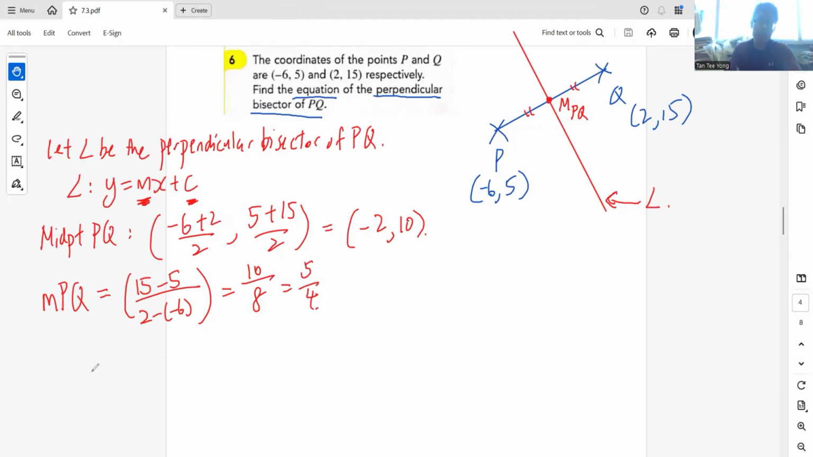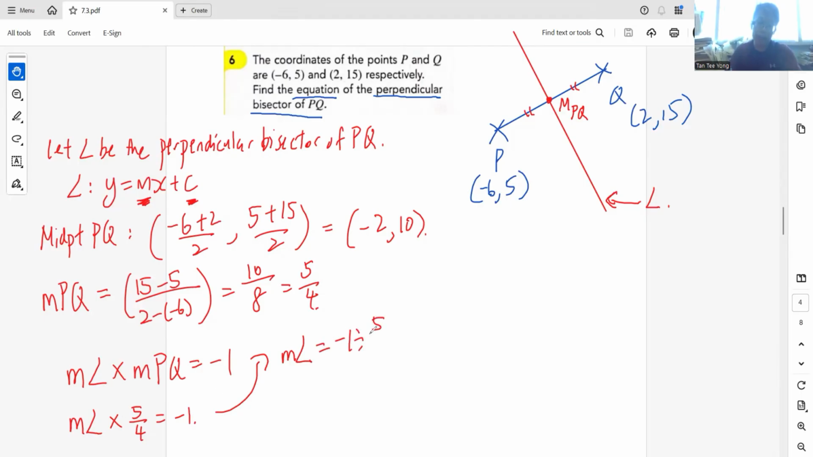Okay, so that means it's 5 over 4. We know that because they are perpendicular lines, the gradient of L times the gradient of PQ is equal to negative 1. So gradient of L times 5 over 4 equals negative 1. That means our gradient of L is negative 1 divided by 5 over 4, which is negative 4 over 5. Okay, so now we have the gradient of L.